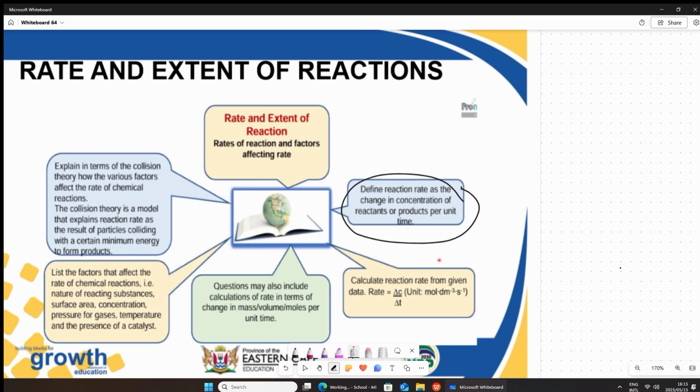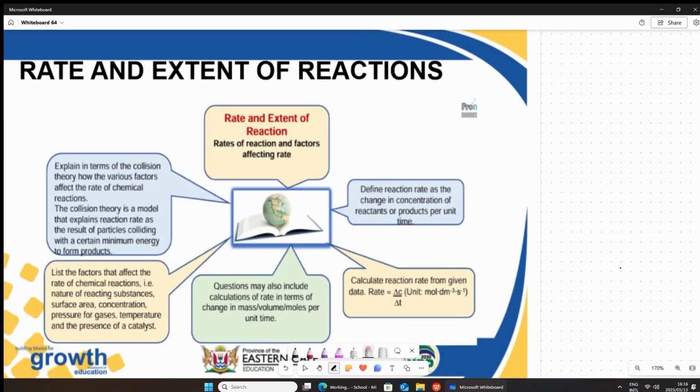We measure the reaction rates using a timer or a stopwatch. So you can measure the change in concentration of the substance being produced or reacting, or the volume. You can measure the concentration per unit time. You can also measure the volume per unit time. Questions may also include calculations of rates in terms of the change in mass, volume, or moles per unit time.